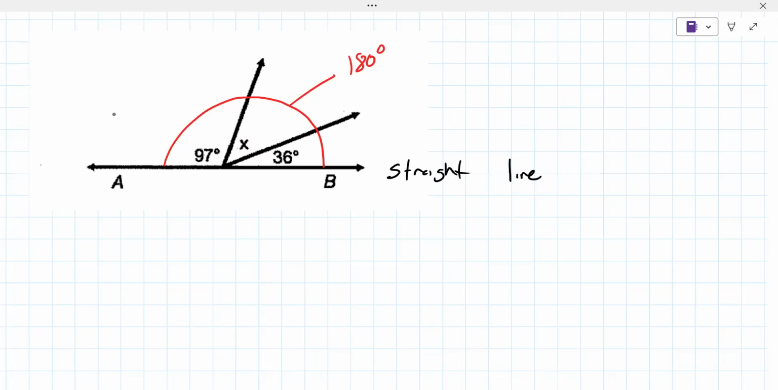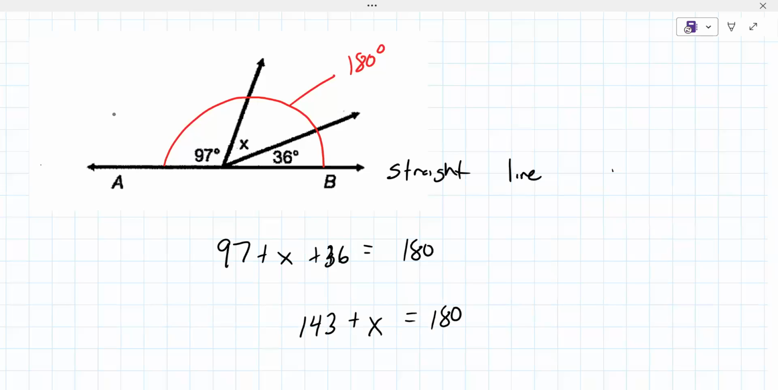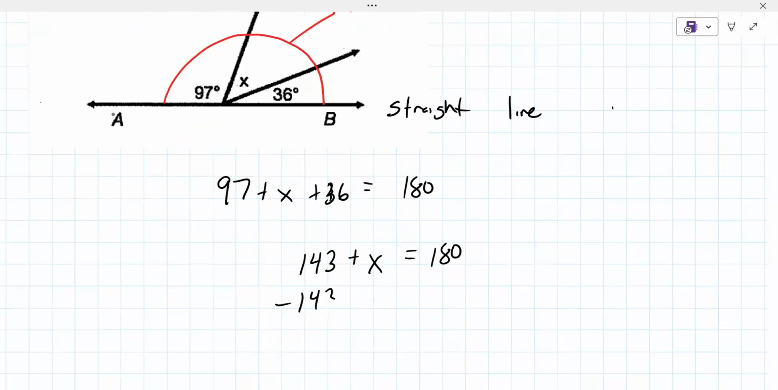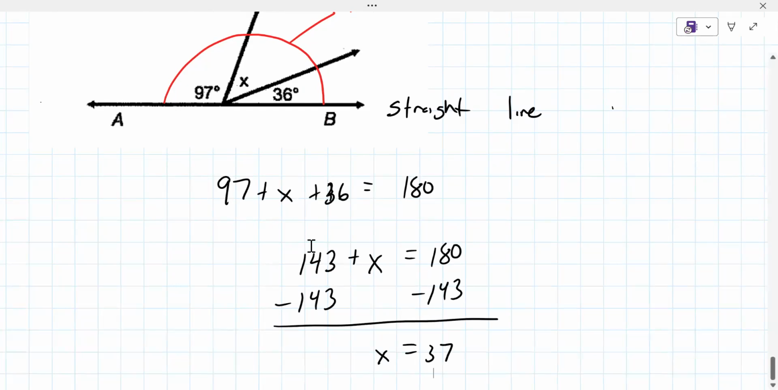47? Okay. So we have 97 plus X plus 36 equals 180. And 97 plus 36 is 143, plus X equals 180. Subtract 143 from both sides. Oh, I think I got 133 instead of 143. Oh, wait, I'm sorry, maybe I'm pressing the calculator wrong. I made the mistake here. Good catch. So yes, it is 47.